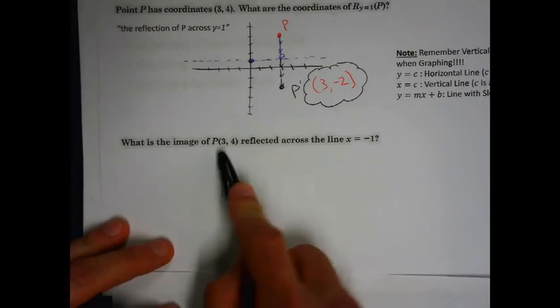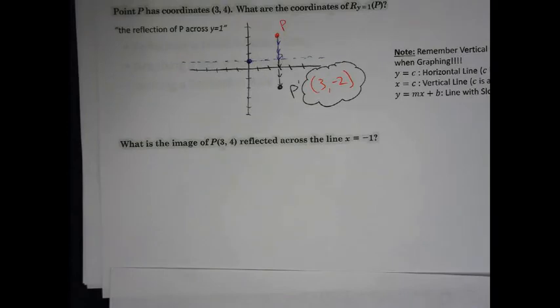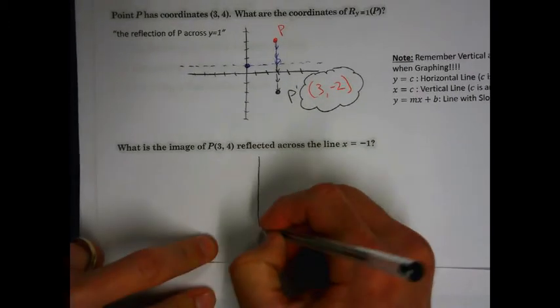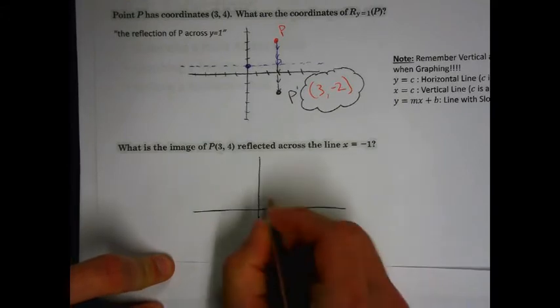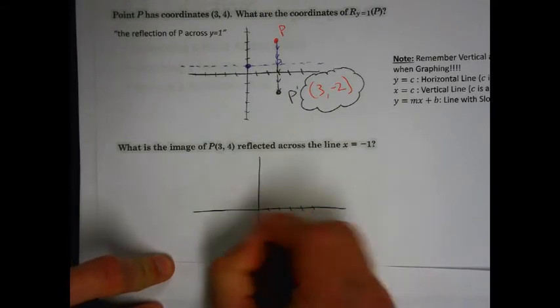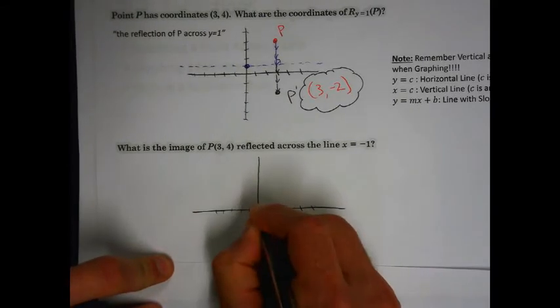We're reflecting a point across the line x equals -1. So what would be helpful? Let's actually see the line x equals -1. So give yourself a picture, folks. And you don't need graph paper, I don't think. Well, maybe you do. If you do, get some.